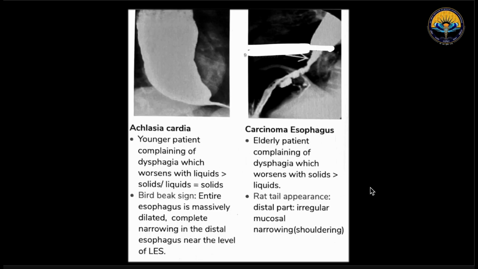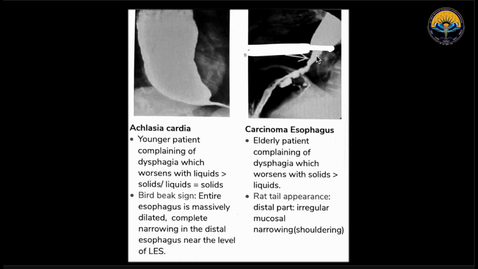So if we compare achalasia cardia with carcinoma of esophagus, in achalasia cardia we'll have a young patient who will complain of dysphagia, and dysphagia will be more of liquids than solids, or equal to solids. And second, we can see this smooth tapering giving a bird beak appearance, whereas in carcinoma esophagus the patient will be an elderly patient having dysphagia more towards solids than liquid.